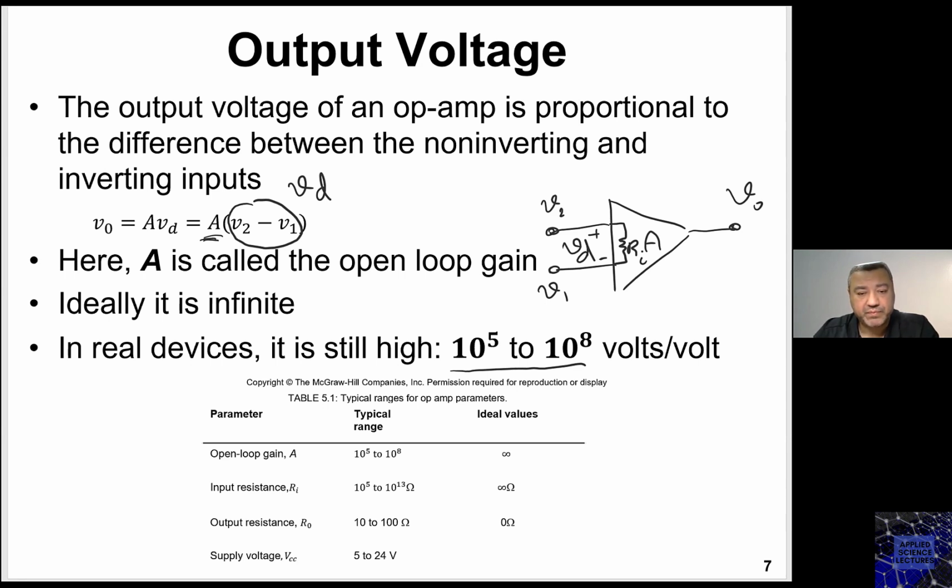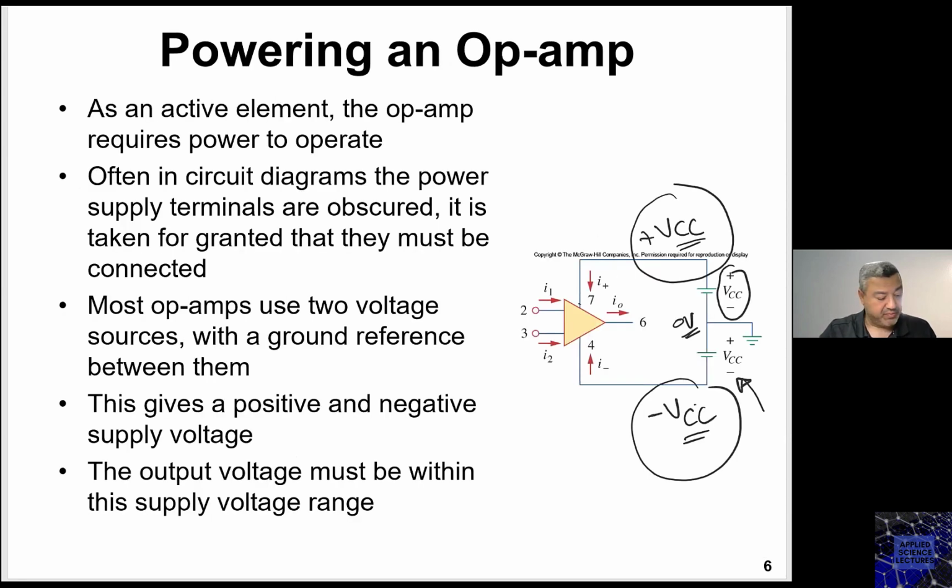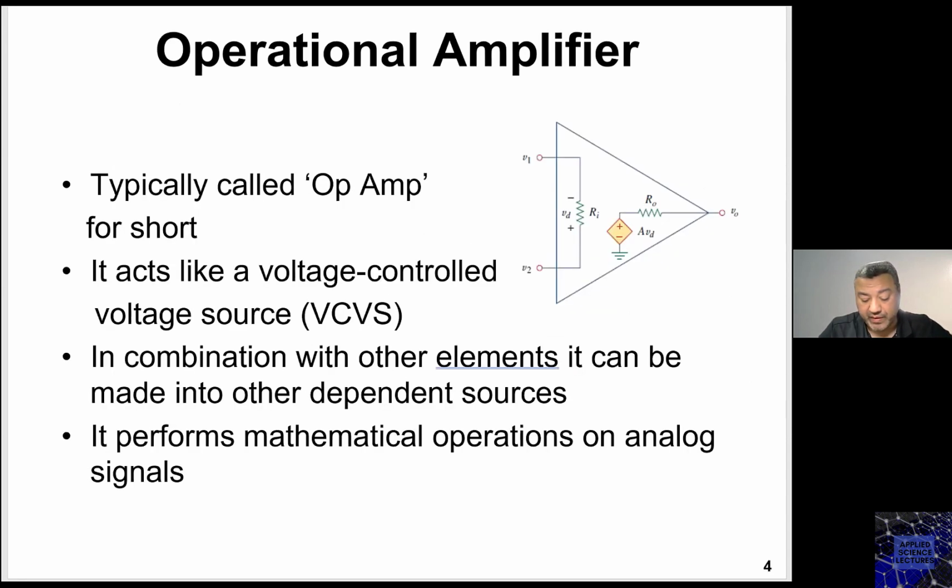So what does it mean to be non-inverting and inverting? Okay, so it's a differential input. It takes the difference between both inputs. So you have one of them oriented as a positive. Remember, the operational amplifier, as you can see here, is a voltage controlled voltage source.